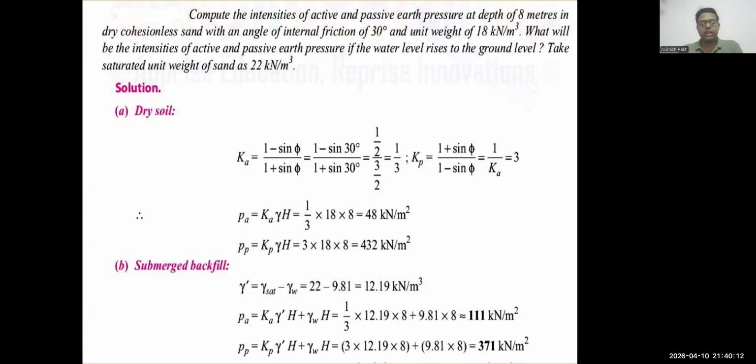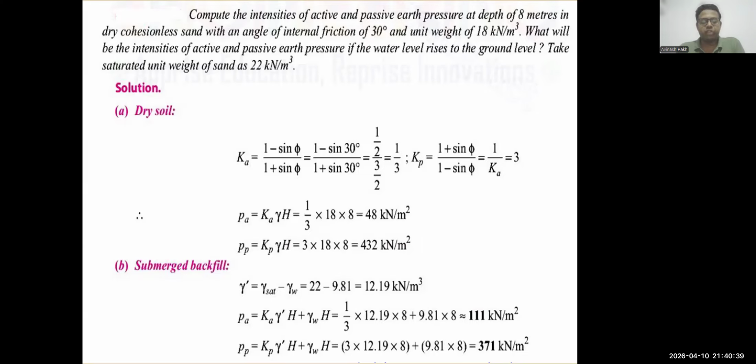So the very first thing is that this numerical has two conditions. It has been divided into two sections, part A and part B. We'll focus initially on part A. Start with the first: what is given? They have given the earth pressure at a depth of 8 meters. So depth is given as 8 meters, angle of internal friction is given as 30 degrees, and unit weight gamma is given as 18 kilonewton per meter cube.